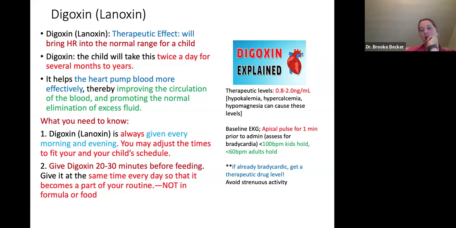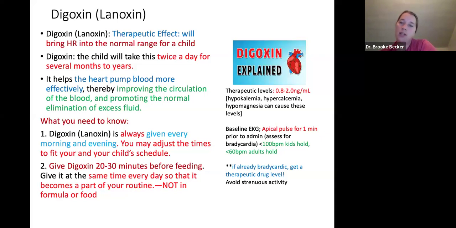Therapeutic levels are 0.8 to 2 nanograms per milliliter. Obviously, if they're hypokalemic, hypercalcemic, or hypomagnesemic, that can mess with the digoxin level. So if any of those are off, it would be important to be very cautious with giving digoxin. Okay.